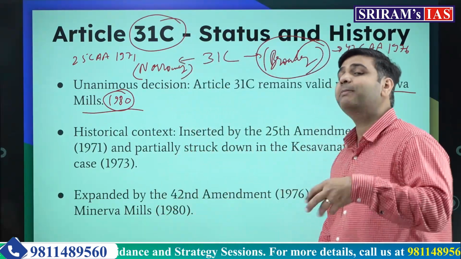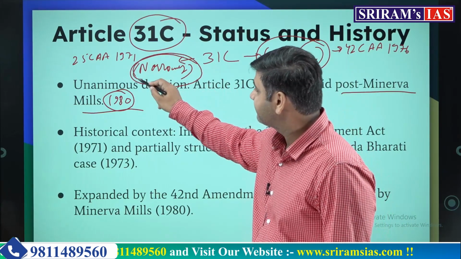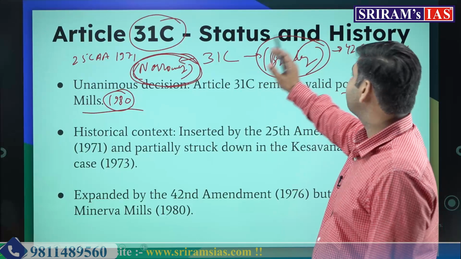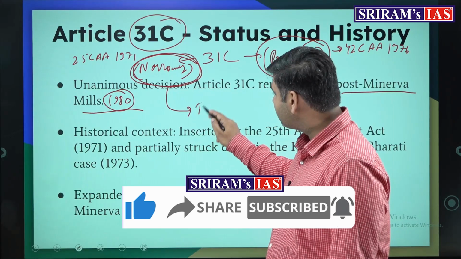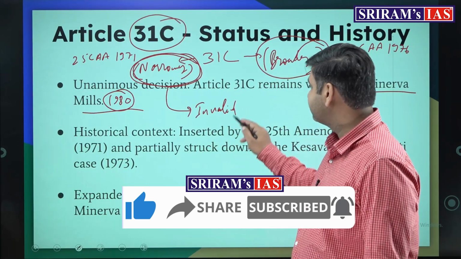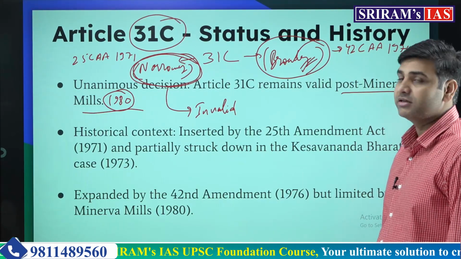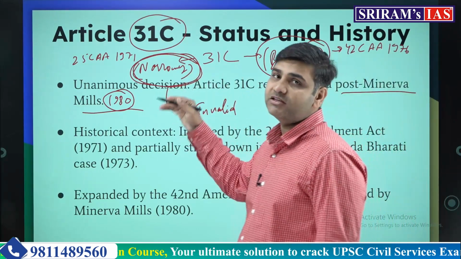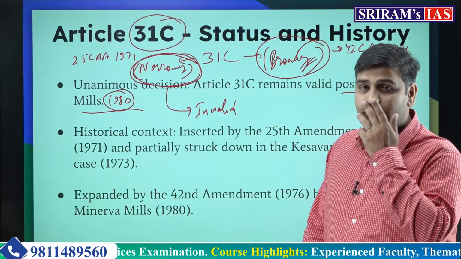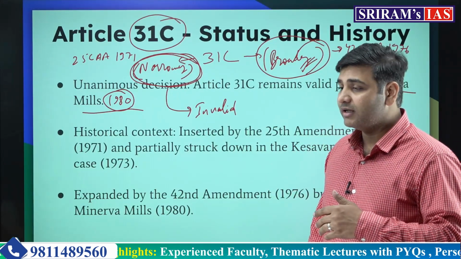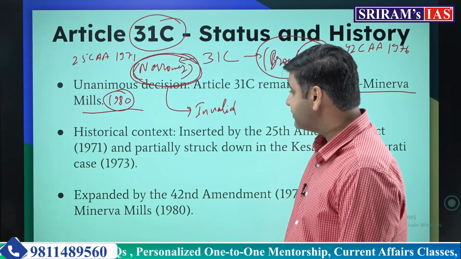Now, this has opened up a question, and the question was whether this narrower definition, which existed before the 42nd Constitutional Amendment Act, is invalid now or is it valid? Because the court has invalidated the newer, broader definition. So does it invalidate the older definition, the older text of Article 31C, as well? This was a question which was open and was not answered till now, but it has been answered by the Supreme Court in this recent judgment.